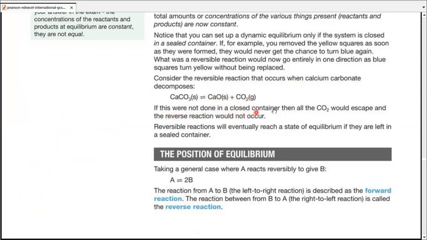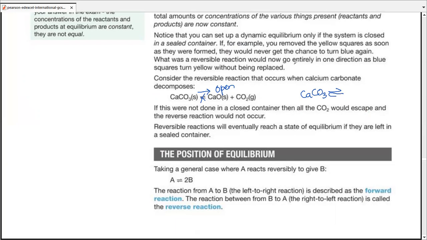If we are not doing it in a closed container, then we're allowing the gas to escape the system. Carbon dioxide, in this case, the reverse reaction would not occur. Carbon dioxide gas will keep leaving the system, and instead of writing this equation like this, we should be writing this equation like this. So for an open container, this kind of equation. For a closed container, the equation should be written with a reversible arrow. Make sense?